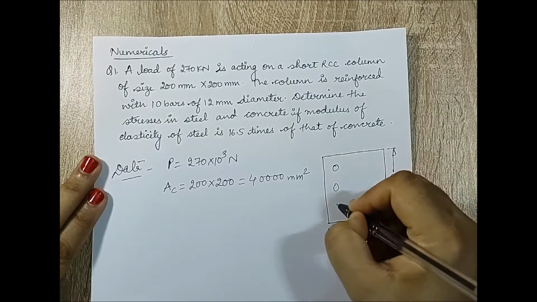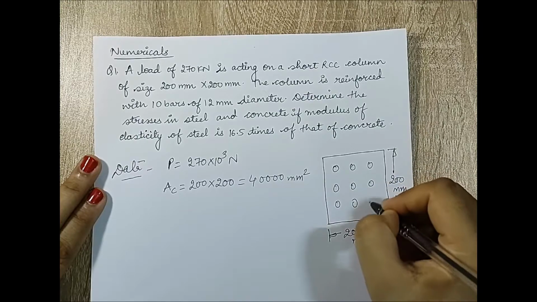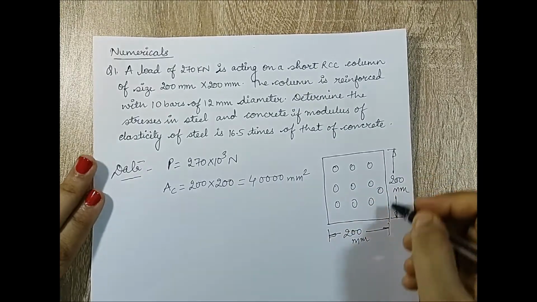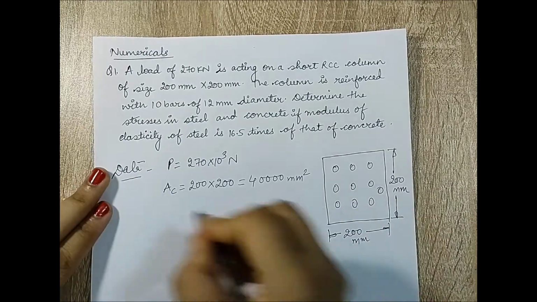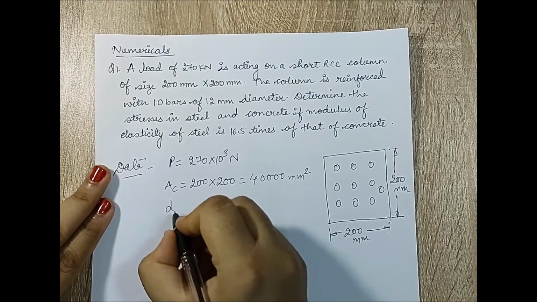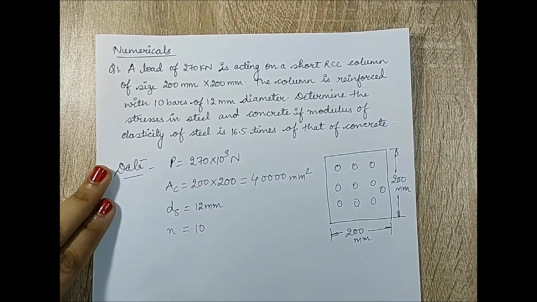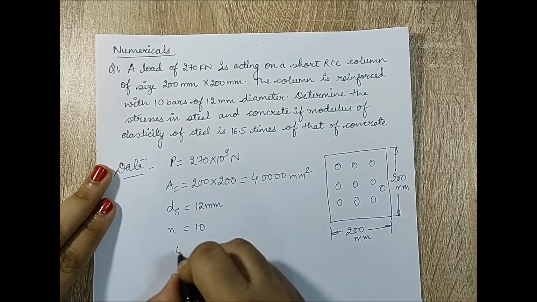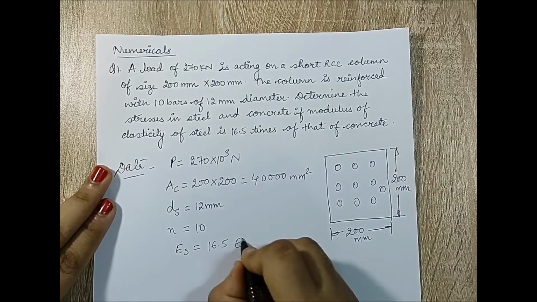10 bars. So there is a 10th bar somewhere. I'm just drawing a random diagram, and the diameter of each bar is going to be 12 mm. So I have diameter of this steel is going to be 12 mm and number of bars is going to be 10. Determine the stresses in steel and concrete if the modulus of elasticity of steel, E of steel, is 16.5 times that of concrete.